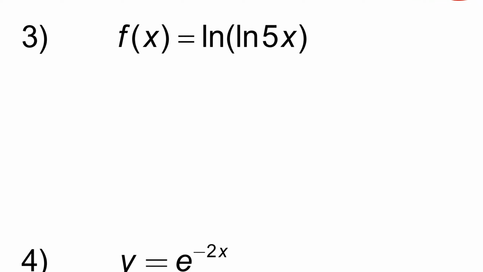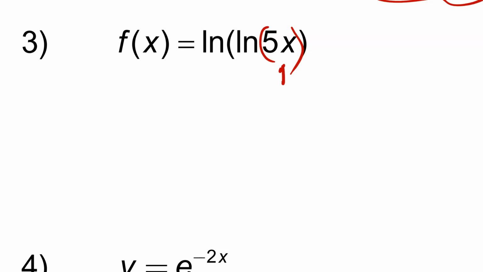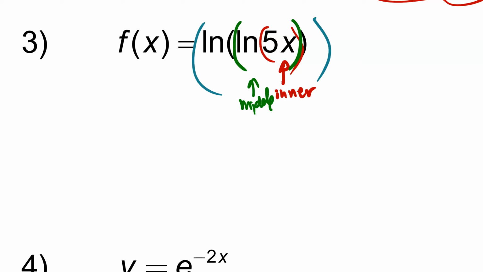Chain. Chain. Chain. Because we have the inner part, right? This part is the middle, and then we have this outside one. You see how we have a function inside the ln function, inside an ln function. It's a composition. Okay, so first we're going to do the outermost one.